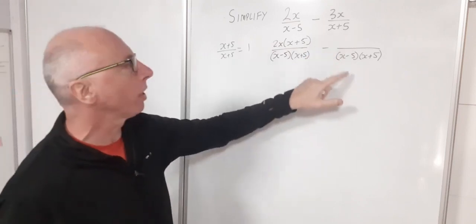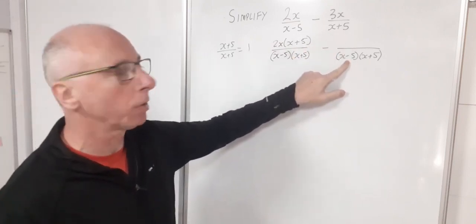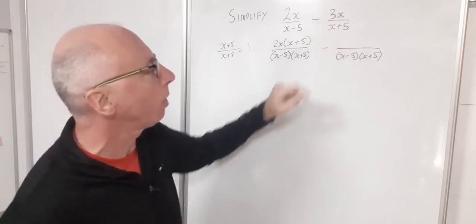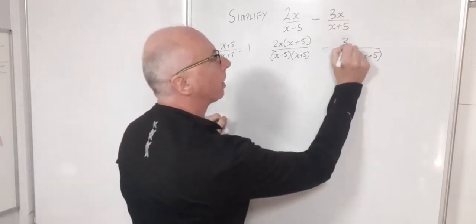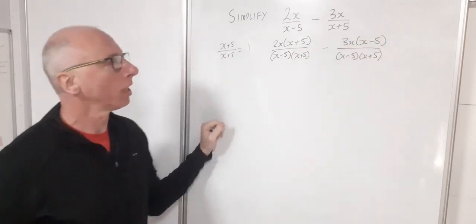So the same thing will happen on this side. I've got x plus 5 here. I've got another x minus 5 term in it multiplied. So I need to multiply this one by x minus 5 as well. And it's the same principle as what I did on the left-hand side.